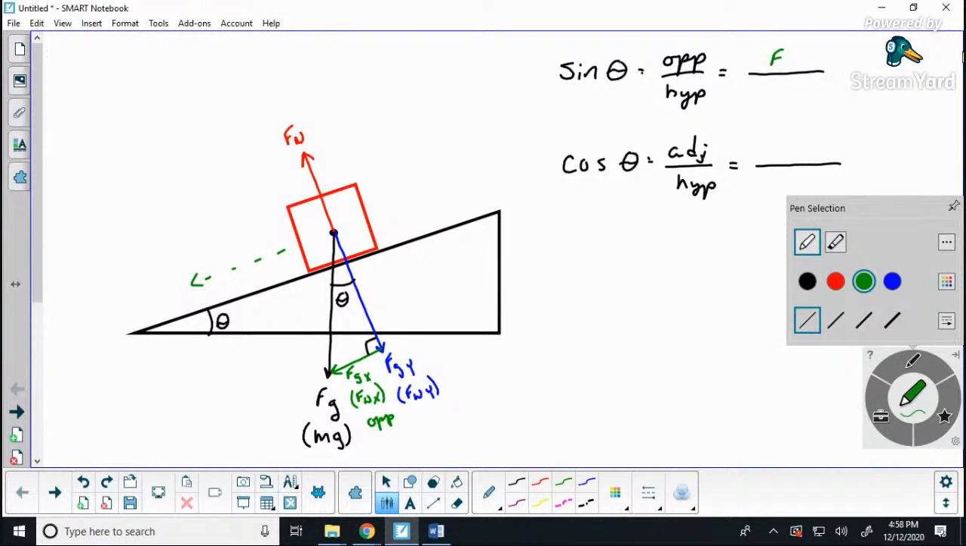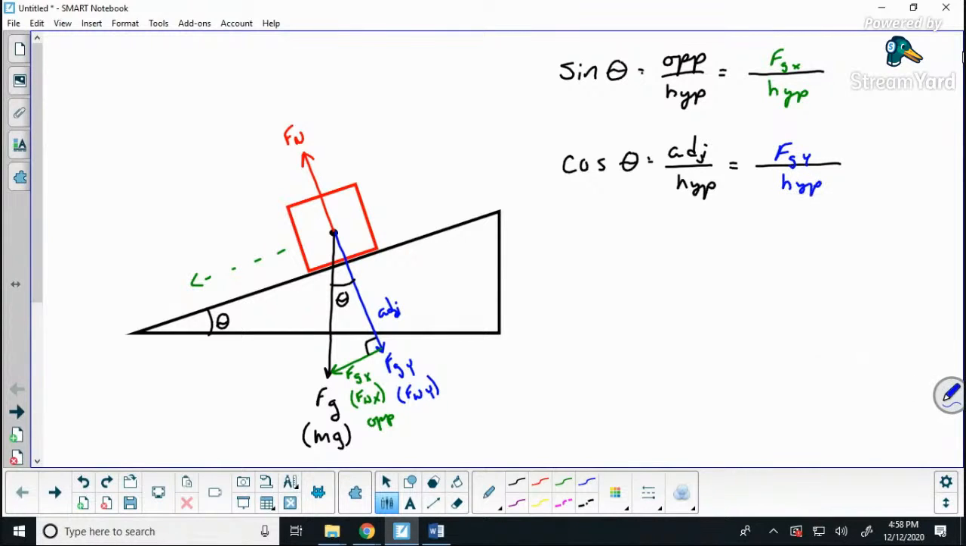So therefore, force gravity in the x, or force normal in the x, over the hypotenuse. And when I'm looking at force of gravity or force normal in the y, that is my adjacent side. So I can set this up, force of gravity or force normal in the y over the hypotenuse. And that will let me rearrange and solve for the components of that force.